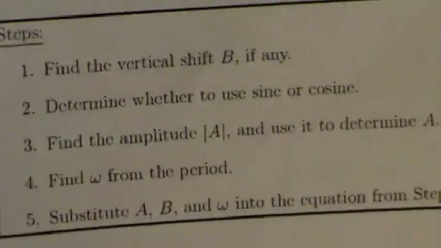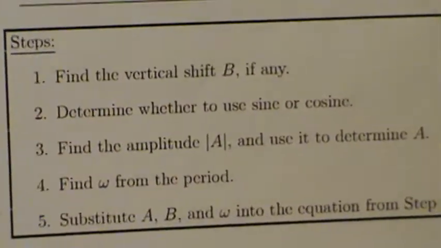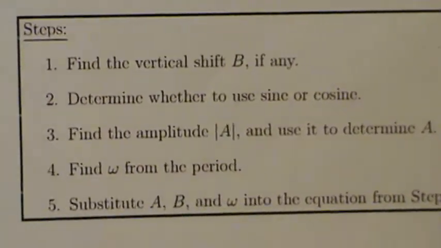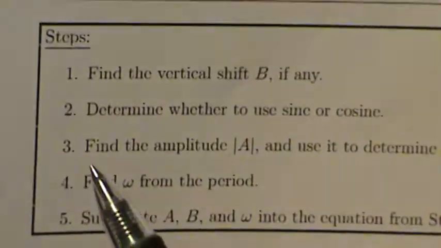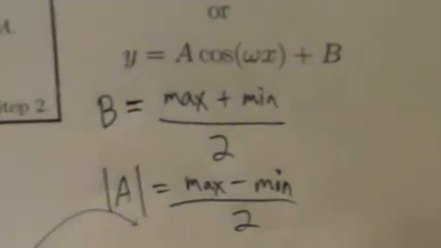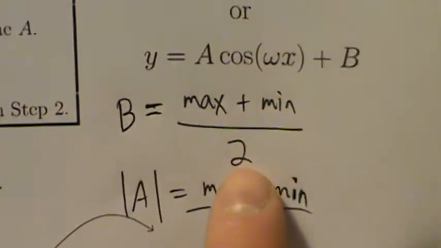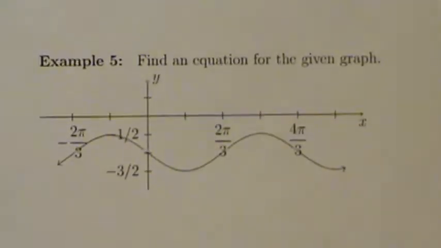Okay, so again, if you want to know about these steps in more detail and some of the reasons behind some of them, check out the video for example 1, and then come back here if you'd like. So for example 5, let's just go through these steps. Step 1, find the vertical shift b, if any. Remember, b is the max value plus the min value divided by 2. So that's max y value plus the min y value divided by 2.